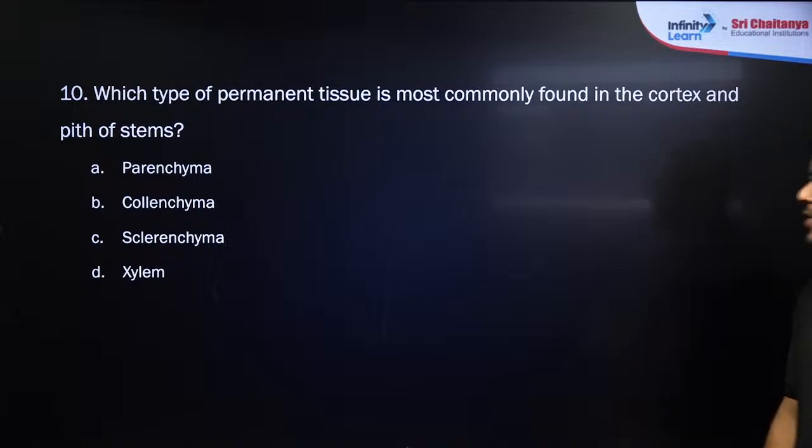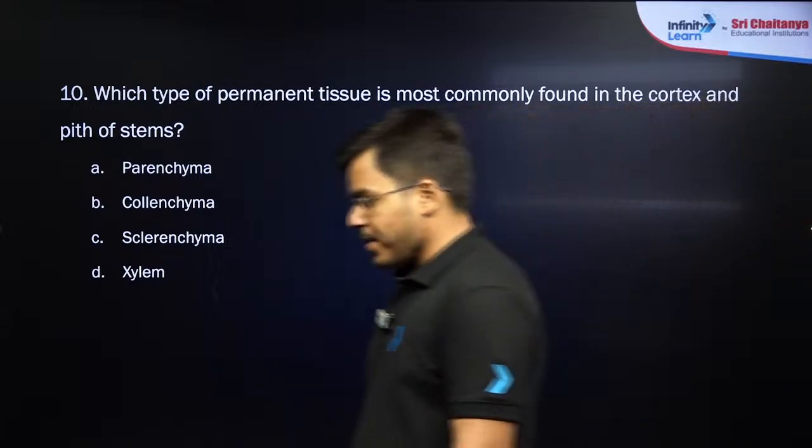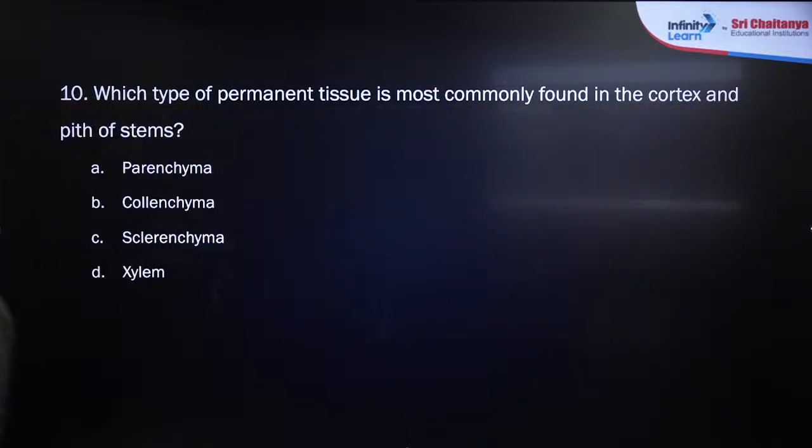So Anushka's answer is C, sclerenchyma. What about others? Purvi's answer is B, collenchyma. Okay, Anushka's answer is now A, that is parenchyma. Anushka changed her answer. Sachin is saying B, collenchyma.